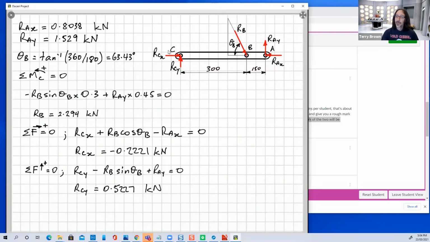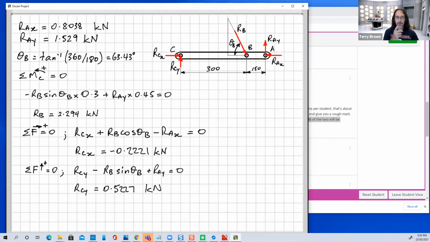All right, so here, when I chose to the right for RCX, I actually got that wrong. So I just apply my equation of equilibrium as per my free body diagram, put it into my equation, do my algebra, hopefully correctly, and get a negative value for RCX, which indicates that I chose the wrong sense for RCX.